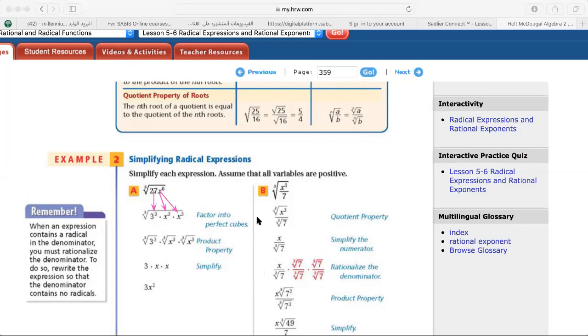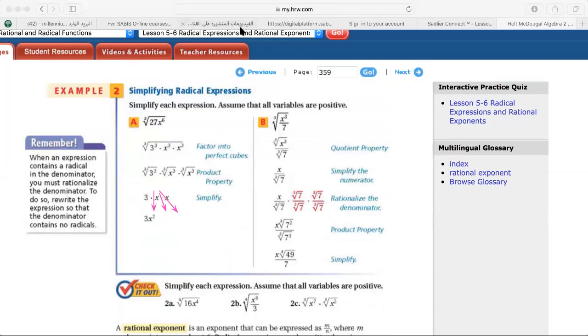If I go up here, cubic root of 7 multiplied by cubic root of 7 multiplied by cubic root of 7 will give me 7, because it is cubic root of 7 cubed, which is 7. So now I have rationalized the denominator. No more cubic roots, no more roots in the denominator.